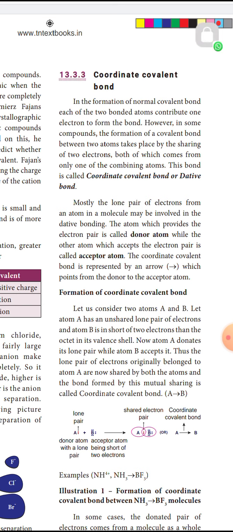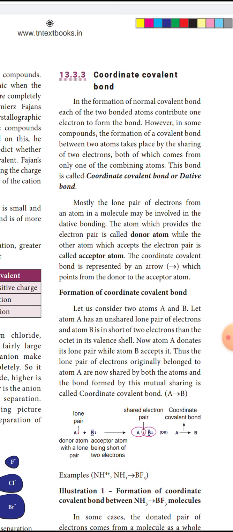Most of the lone pair of electrons of an atom are involved in the formation of a coordinate covalent bond. Lone pair electrons means electrons that are not getting paired. The pair of electrons which do not involve in bond formation is called a lone pair of electrons. Some electrons that are not included in bond formation remain alone, and that is said to be a lone pair of electrons. So in a coordinate covalent bond, most of the lone pair of electrons are accommodated.